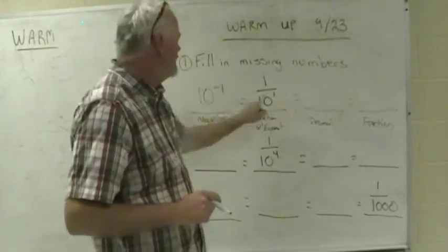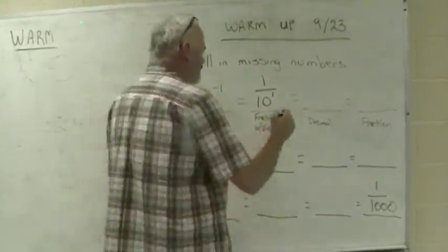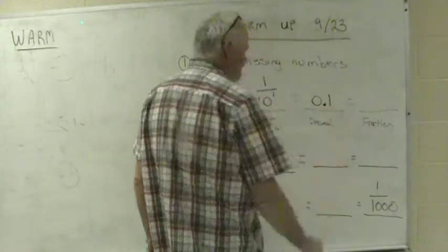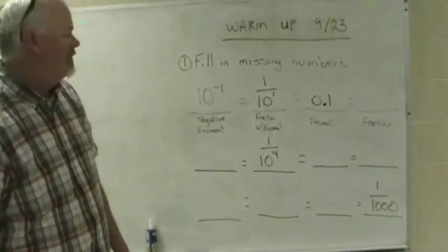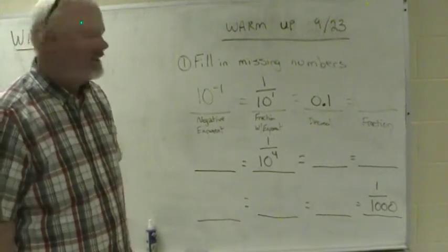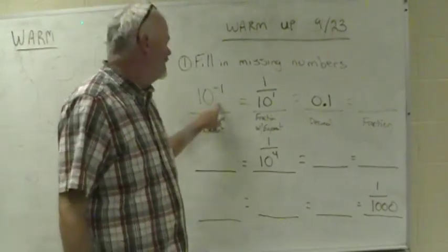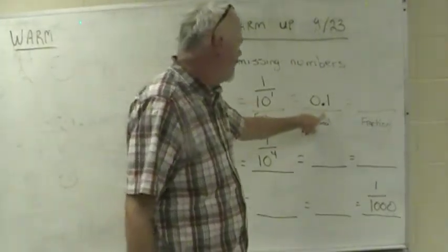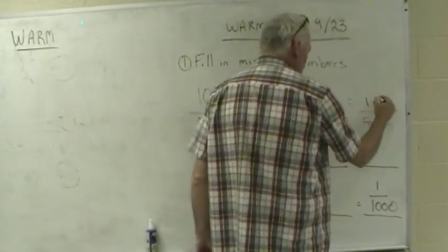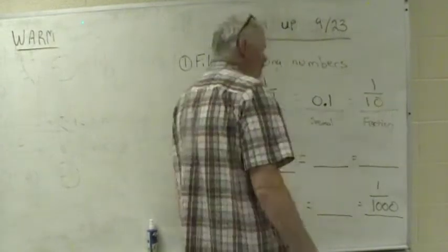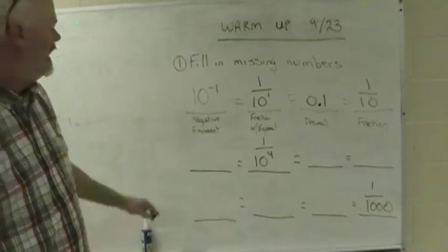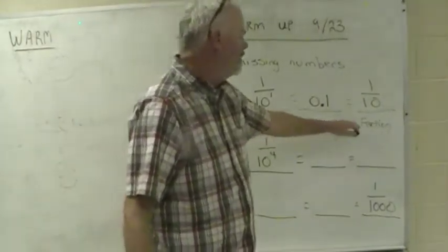Decimal. Look at the exponent. Tells me 1, 0. Always put a 1 at the end. Put the decimal between the first two. That number is 1/10. This is good and familiar because I think we did this yesterday. Next one. As a fraction, all we're doing is writing that number backwards. So 0, 1 turns into 1, 0. And put a 1 on top. 1/10. There we go. Negative exponent, fraction with exponent, decimal, fraction.